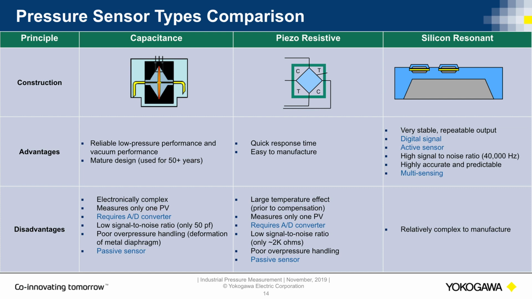Piezoresistive, quick response time, and easy to manufacture. The problems with this, again, is that it measures only one process variable and doesn't do well with large temperature effect. An A to D converter is needed, and the overpressurization is poor, again, like the capacitance because of the passive sensor and some of the design of that sensor. When we look at the silicon resonant, as I mentioned before, it's an active sensor, very stable, repeatable output, a true digital signal, high signal to noise ratio, high accuracy and predictable, and it's a multi-sensing sensor. The one downside is relatively complex to manufacture.